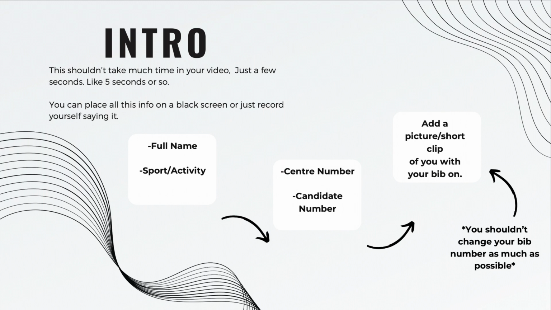So just a few seconds, and you could play it on a black screen or just record yourself saying it. Any is fine. So the information that you should put down is your full name, your sport or activity, your center number, your candidate number, and a picture or a short clip of you with your bib on. This is important because the examiner will be identifying you throughout your video by your bib. So you shouldn't change this number as much as possible. And if there's any other information that your teacher might have told you to add to your intro, add that as well.